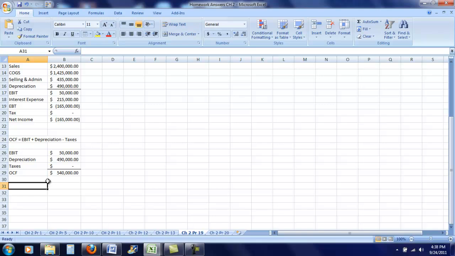So this is what I was talking about in class when I said there is a huge difference between net income on an accounting statement and cash flow. The reason that there is a difference is because depreciation is a non-cash item, and therefore we get to deduct it for the purpose of calculating taxes and for the purpose of calculating net income. It doesn't actually affect cash flow. So therefore we had a positive cash flow of $540,000, but we had negative net income of minus $165,000.